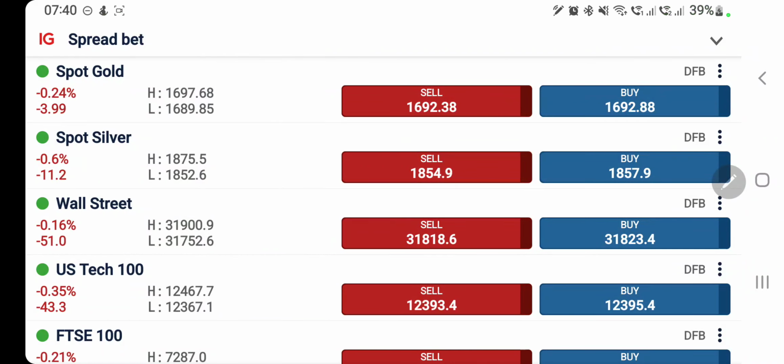US30 achieved 32,000 yesterday and has traded with a drop with the US cash session. Similarly, US100 achieved 12,500 and traded extremely bullish, but is now trying to trade below the 12,400 and 12,500 levels. Now what is going to happen throughout this day?